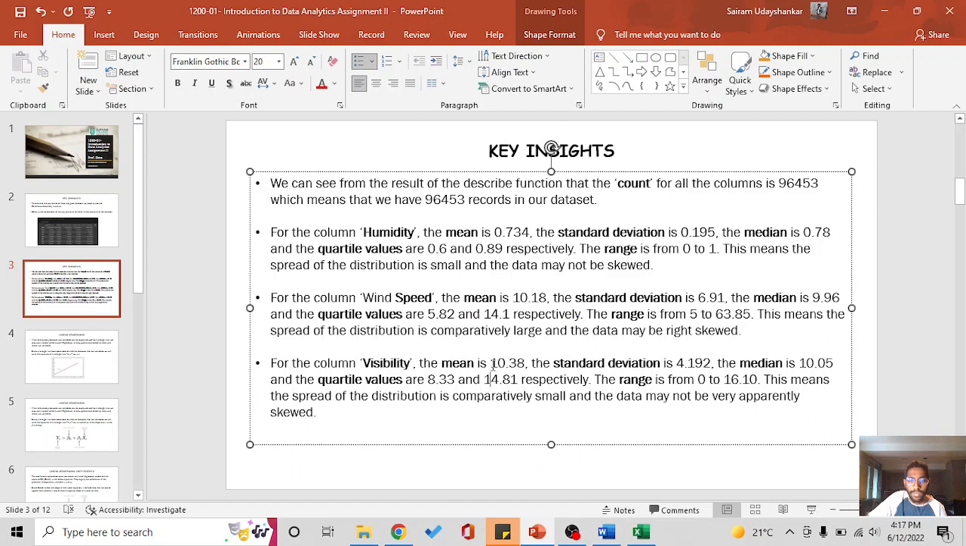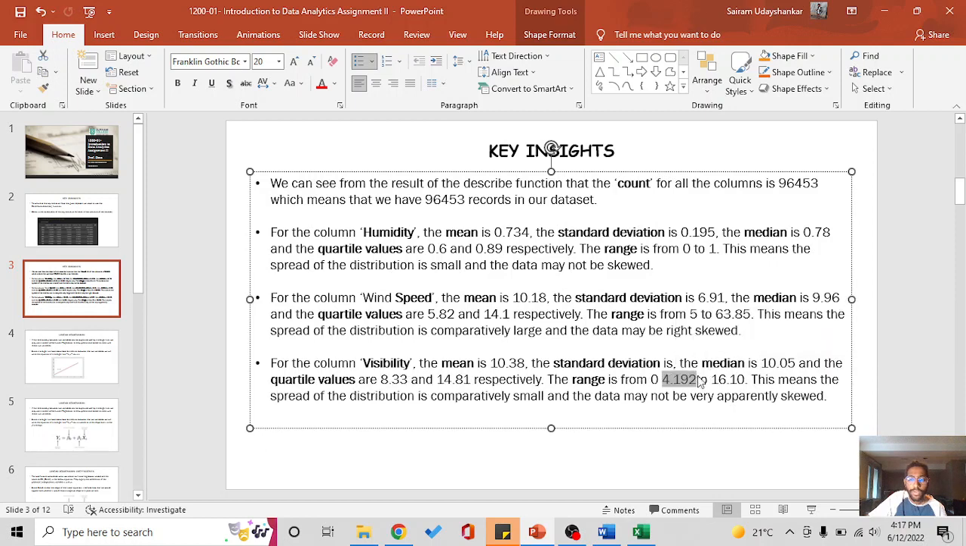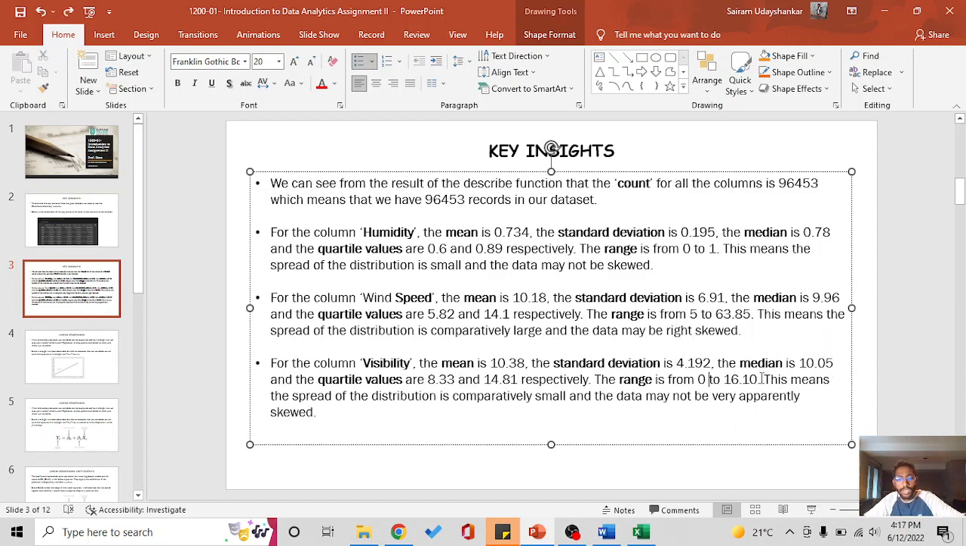Similarly, for visibility, we have the mean, and the standard deviation is 4.192. This is also not much. 4.192 is okay. Median, and these are the quartiles, and the range is only till 16, so we can see 0, 8.3, 10, 14.81, 16.1, which is like evenly distributed. There's nothing very apparent to the eye.